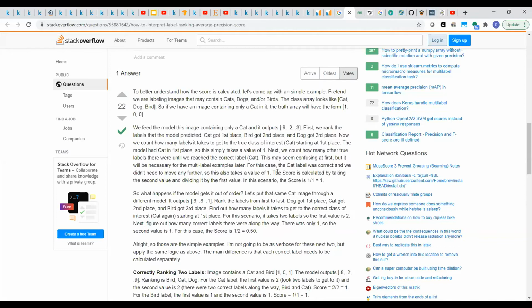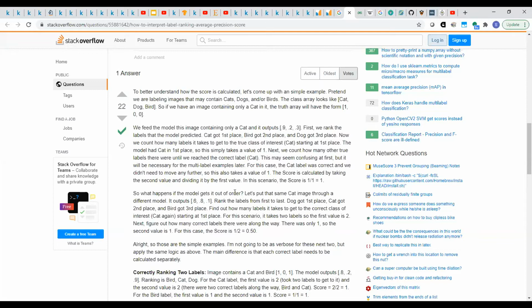In this case, both are 1. So it's 1 by 1, which is 1. Now, what happens if the model gets this thing out of order? That's what makes this kind of metric a little bit interesting, because the ranking seems to matter, right? Rather than just how many or what we got right, or just the precision. So that's why it's label ranking average precision.